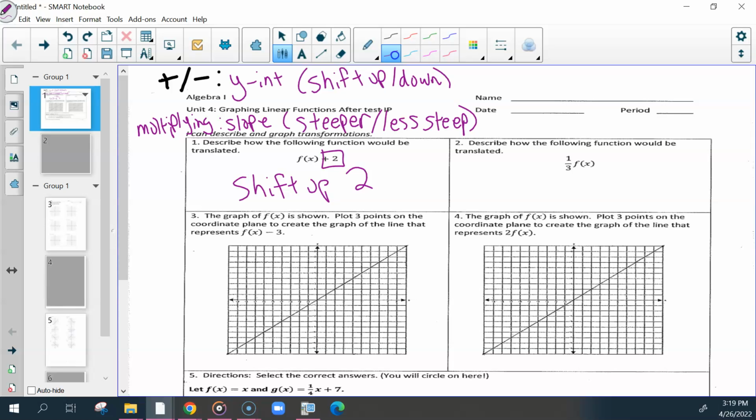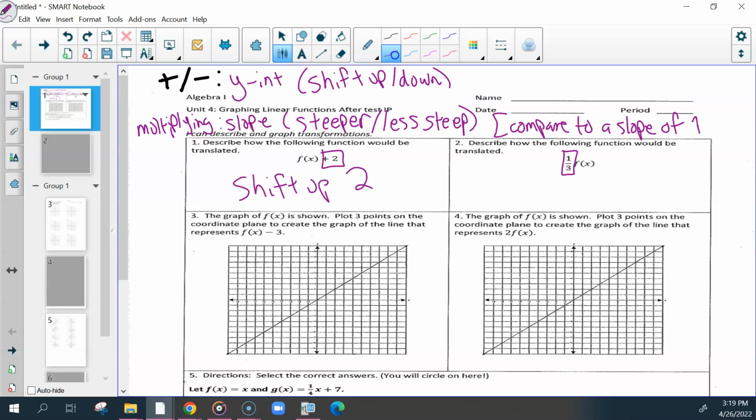For number 2, since we are multiplying by 1/3, that's dealing with your slope. So your slope is now less steep because it's a fraction. If it were a whole number, it would be steeper because you're comparing it to a line with a slope of 1. So I should write that. Compare to a slope of 1.